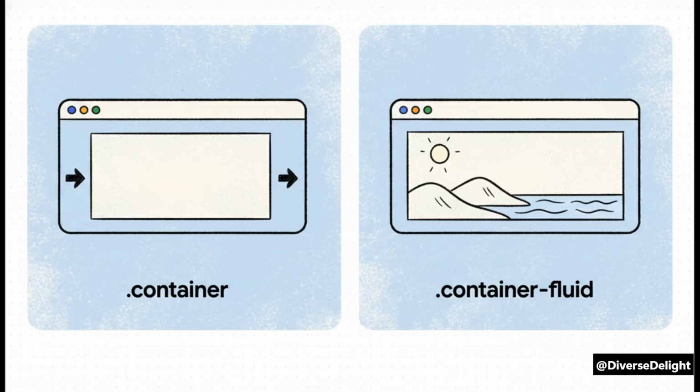Now, speaking of that container, you've got 2 main flavors to choose from. The regular .container is kind of like a framed picture. It has some nice, clean margins on the left and right. But if you want your content to stretch all the way from edge to edge, like for a big background image, you use .container-fluid. Most sites end up using a mix of both.